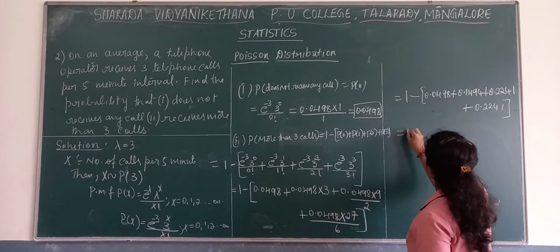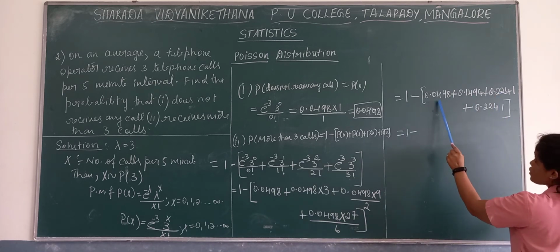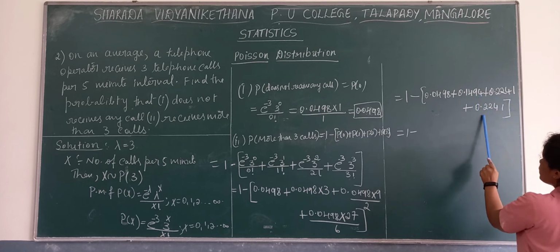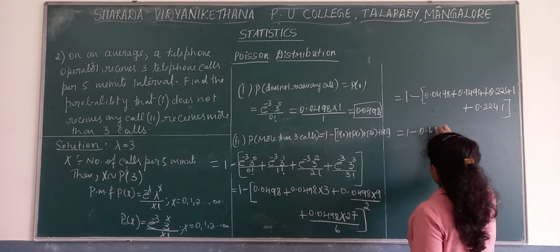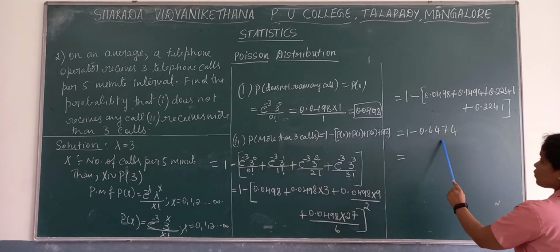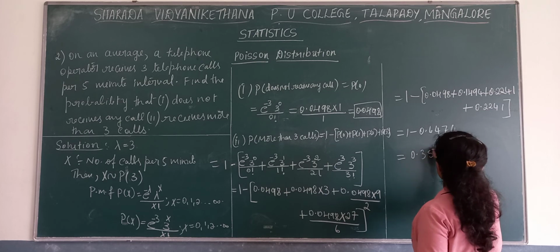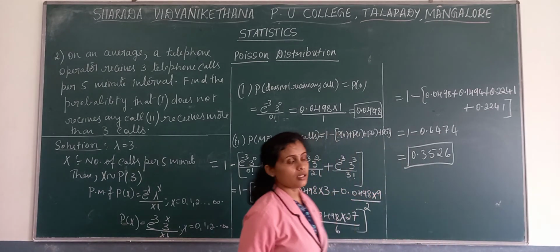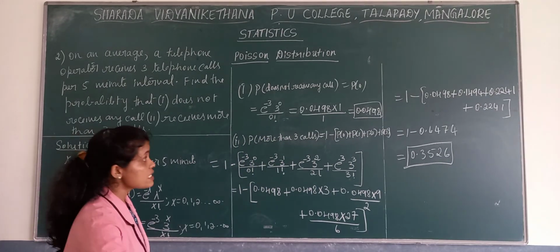Now add these 4 values. 1 minus the sum of 0.0498 plus 0.1494 plus 0.2241 plus again 0.2241. There we get 0.6474. Then when we deduct 1 minus 0.6474, at last we get 0.3526. This is the answer. So this is the second problem. Here we end with the second problem.